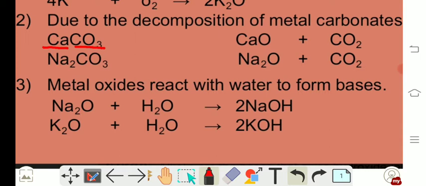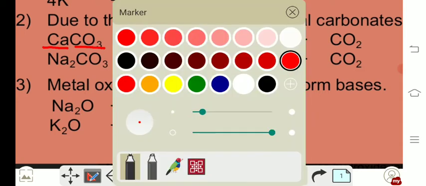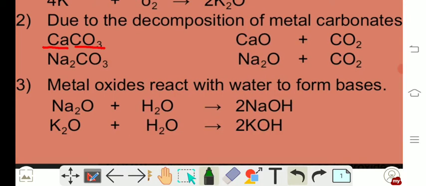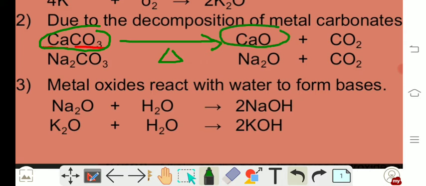where is the reaction here? Something is missing here. I will give an arrow. Here should be an arrow. Now I will give heat here. When this calcium carbonate is heated, then it gives calcium oxide and carbon dioxide. What is calcium oxide? This one is base. I hope you have understood these things.